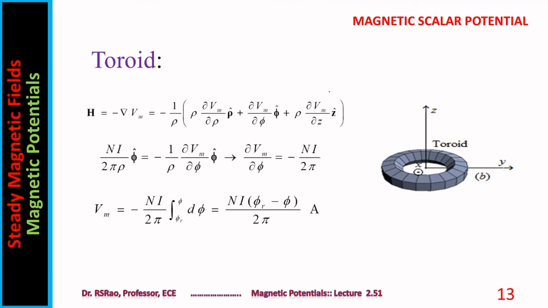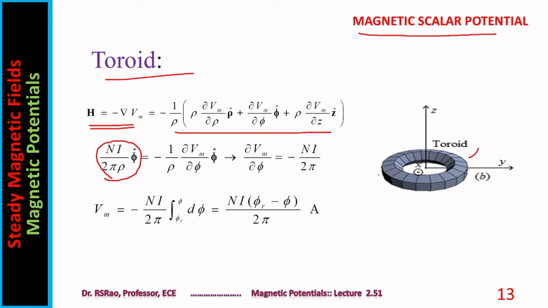Another source structure we consider is the toroid. Here is shown a toroid structure. Magnetic scalar potential: again, we consider H equals minus grad Vm. This is the grad Vm expansion in the cylindrical system. This is H inside. Inside the toroid, the field exists. It is in the azimuthal direction. It is not uniform inside. Outside, of course, the field is 0. So it is Ni by 2 pi rho. You can see it is dependent upon rho.